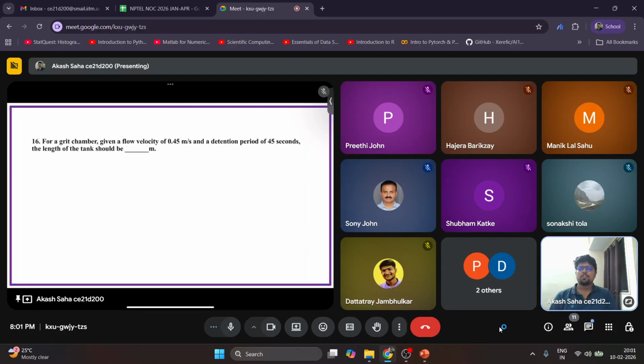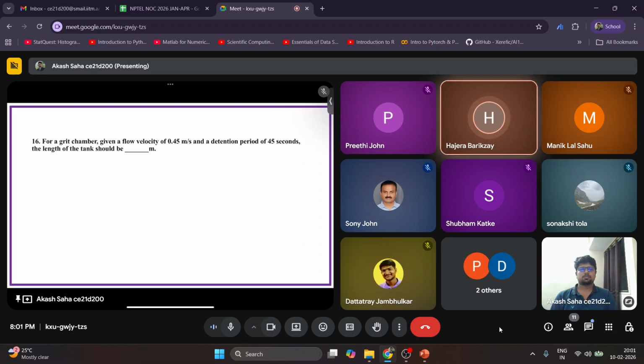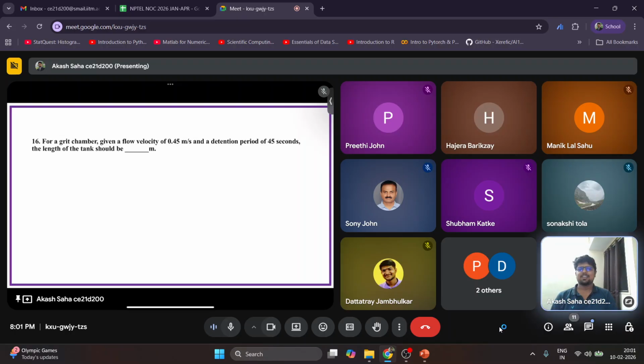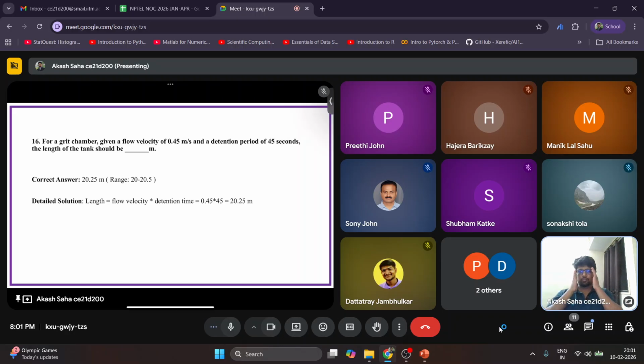Next problem. For a grit chamber, when the flow velocity is 0.45 meter per second and the detention time is 45 seconds, what is the length of the tank? I think this is a very simple problem. Isn't it flow velocity times detention time? Yes, length is velocity times time directly. So that is 0.45 into 45 seconds. So it is 20.25.